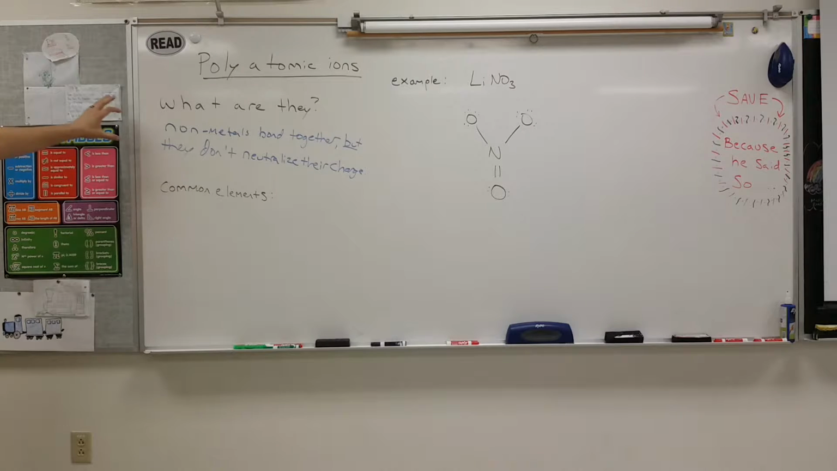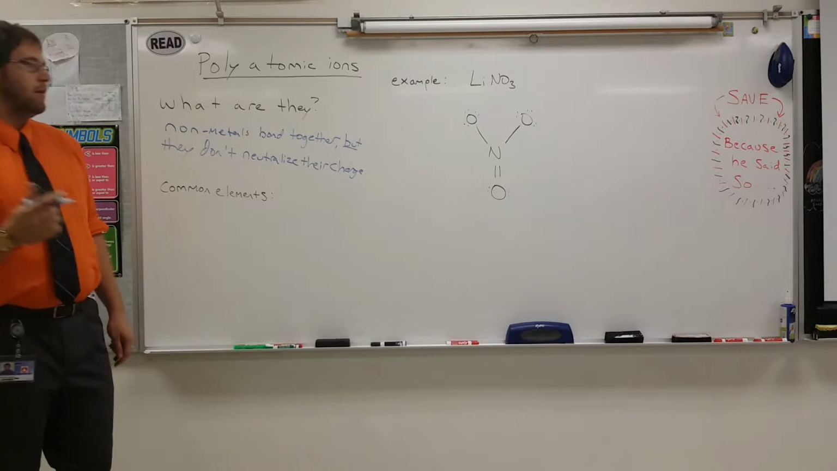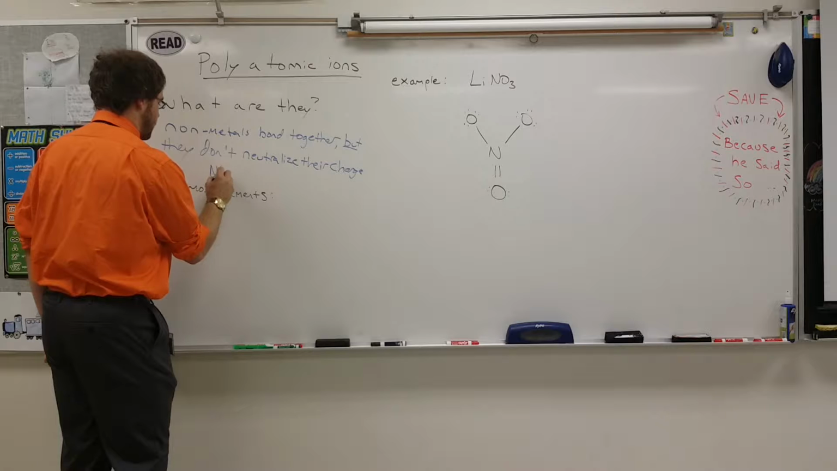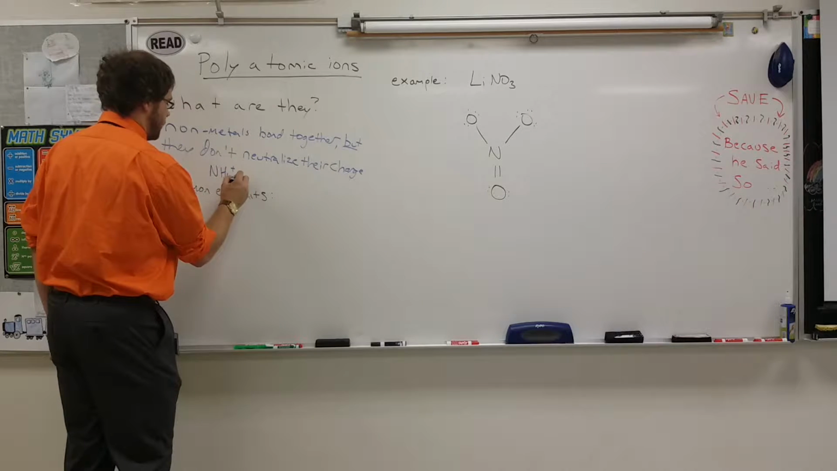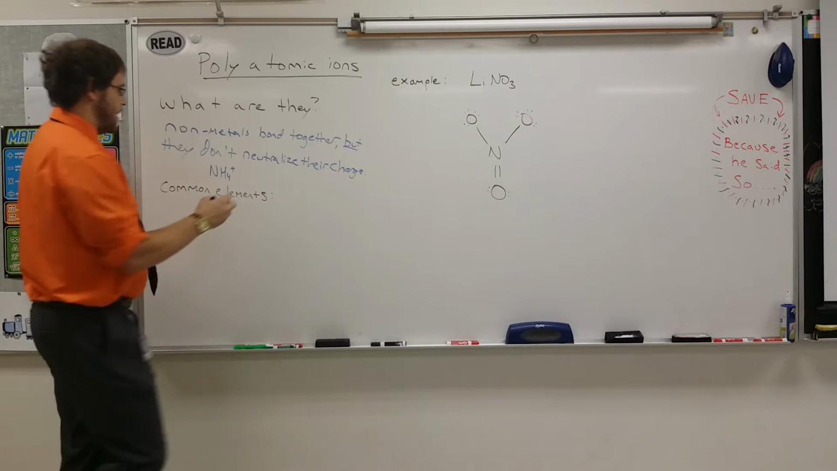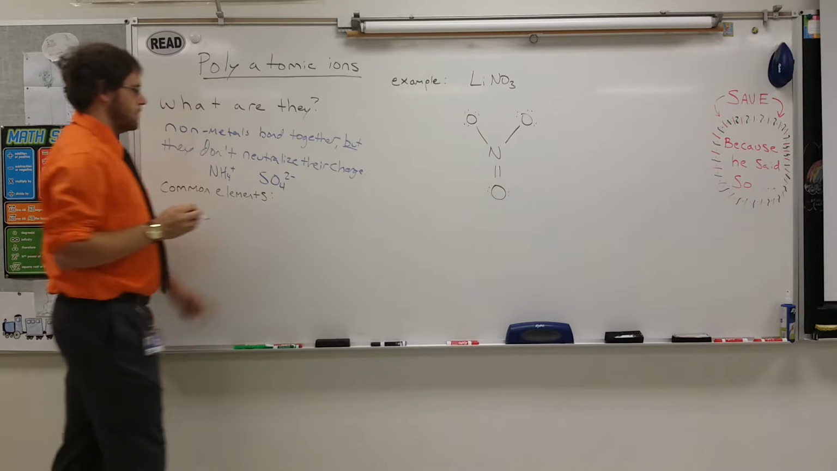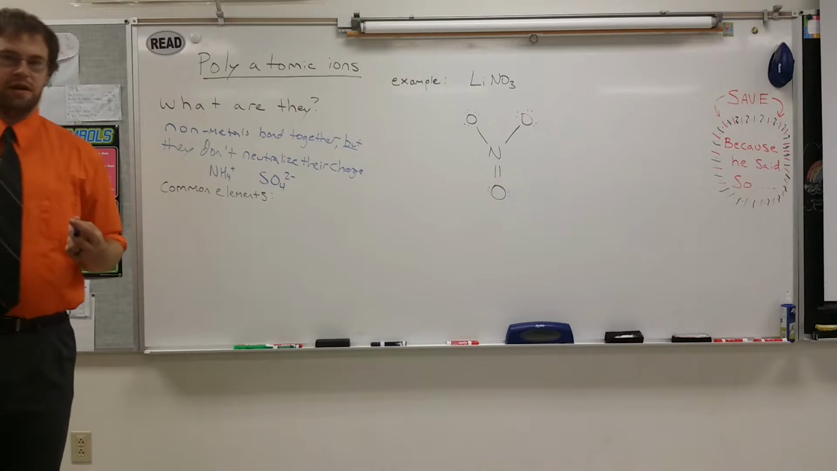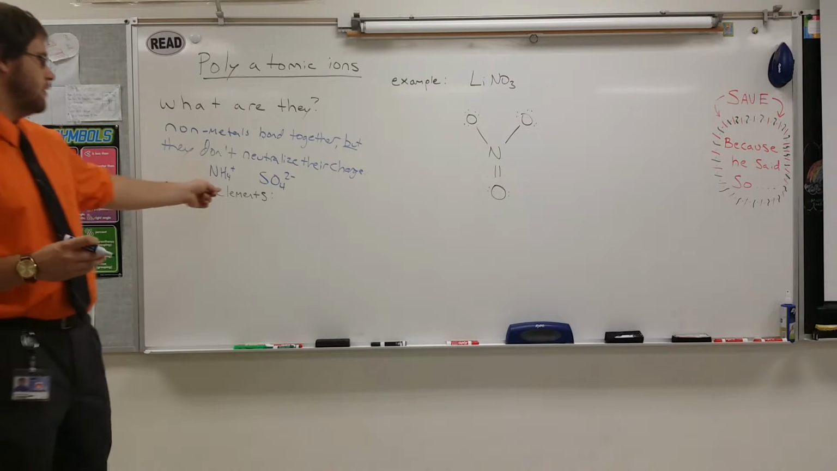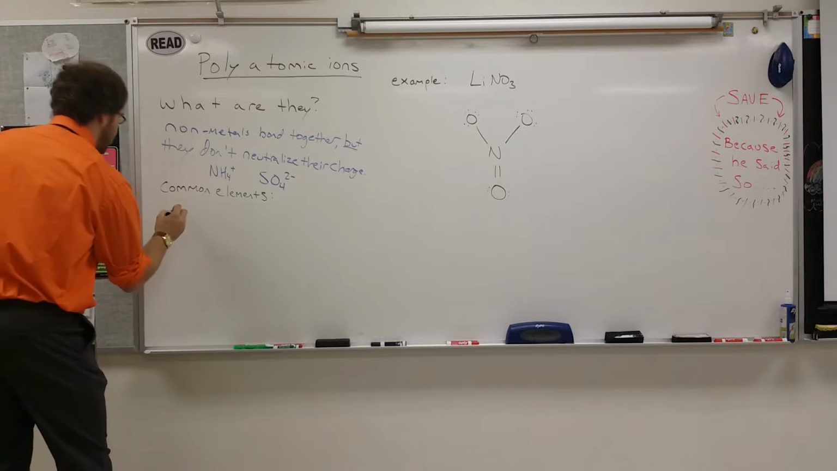The majority of these polyatomic ions are negative. They're anions, okay? But there are a few cations as well. For example, NH4+, or ammonium, is a cation that's a polyatomic ion, and then something like sulfate is an anion. It's a negatively charged polyatomic ion. It's got sulfur and oxygen in it.